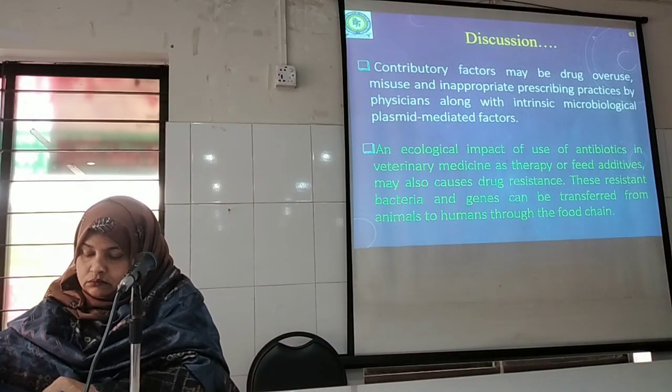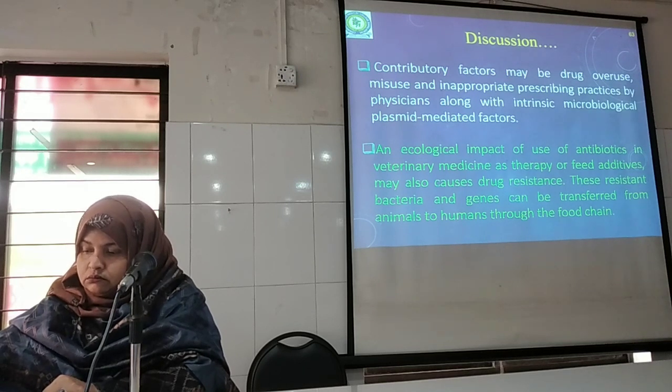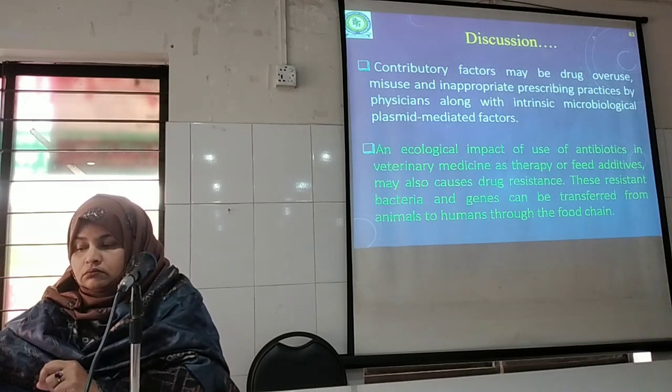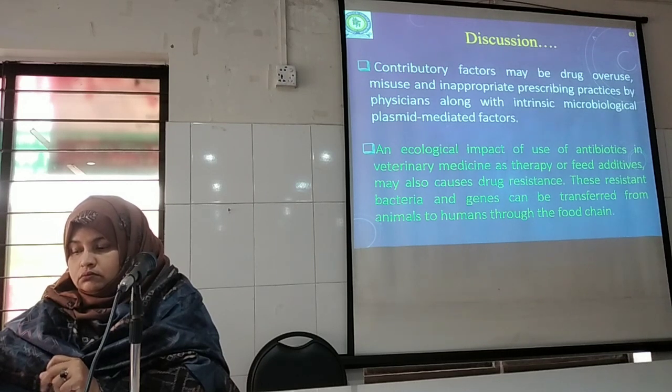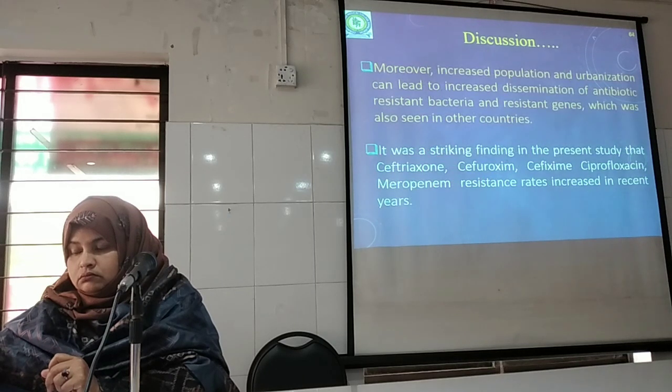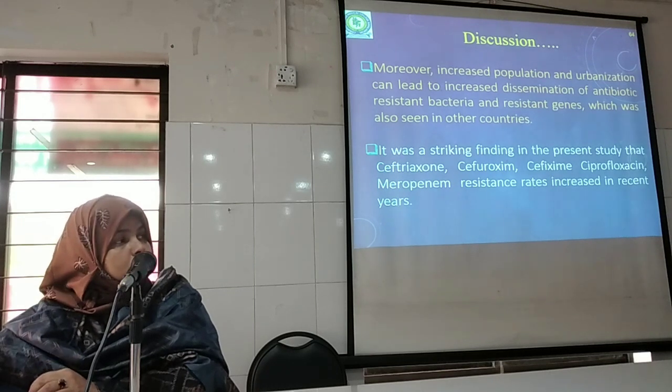Contributory factors may be drug overuse, misuse, and inappropriate prescribing practices by physicians, along with intrinsic microbial plasmid mediated factors. The use of antibiotics in veterinary medicine as therapy or food additives may also cause drug resistance. Resistant bacteria and genes can be transferred from animals to humans through the food chain. Moreover, increased population and urbanization can lead to increased dissemination of antibiotic resistant bacteria and resistance genes, which was also seen in other countries.